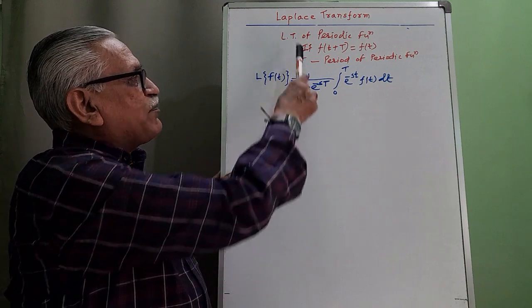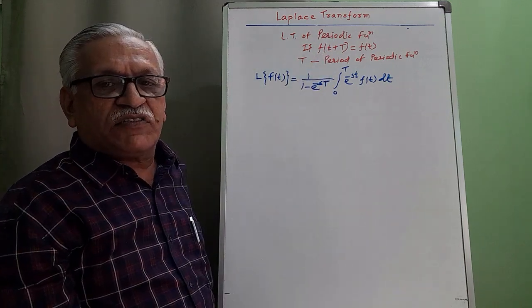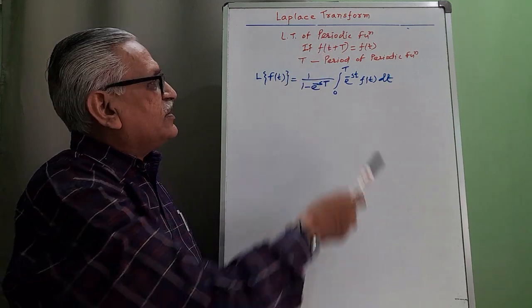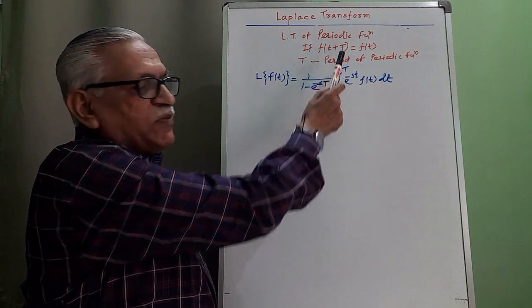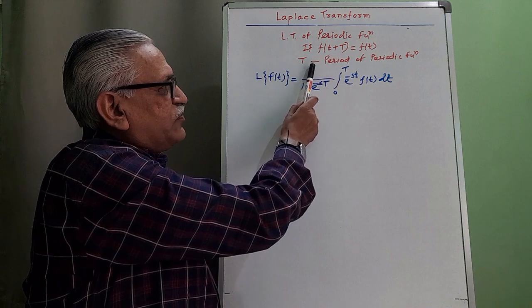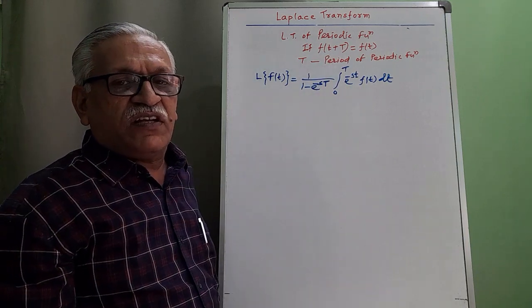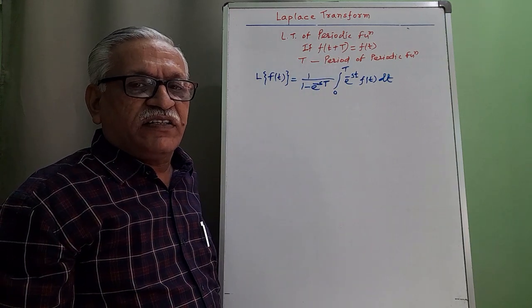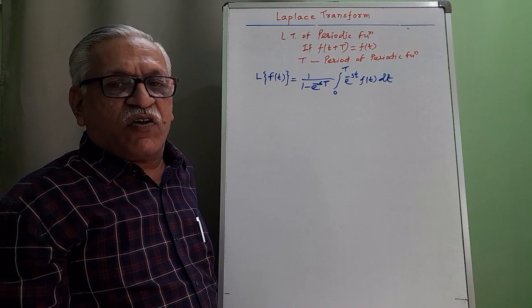Next point, a Laplace transform of a periodic function. First of all, I will define what is my periodic function. If we have f of t plus capital T is equal to f of t, then that T is called a period. Means after some equal interval, if the same cycle is repeated, then that type of function is called a periodic function.